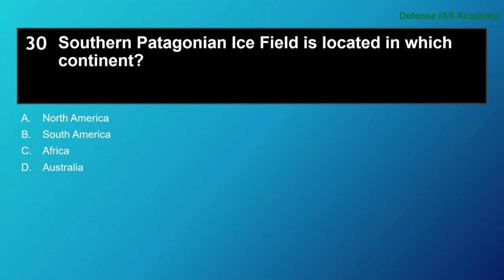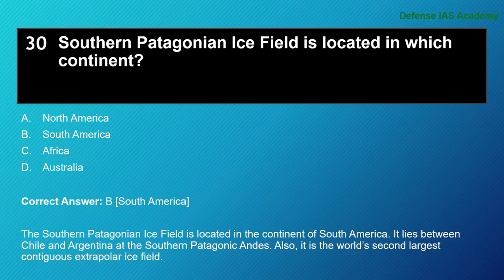Southern Patagonian ice field is located in which continent? The answer is option B, South America. The Southern Patagonian ice field is located in the continent of South America. It lies between Chile and Argentina in the southern Patagonian Andes. Also, it is the world's second largest contiguous extrapolar ice field.